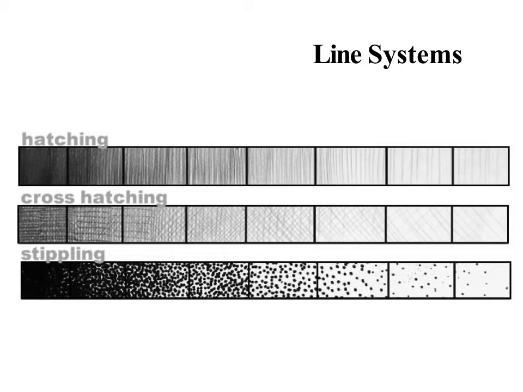So here's an example of some of these line systems and how they look compared to one another. This is exactly what you're going to do in your value exercise. You're going to complete a hatching, a cross-hatching, and a stippling value scale.